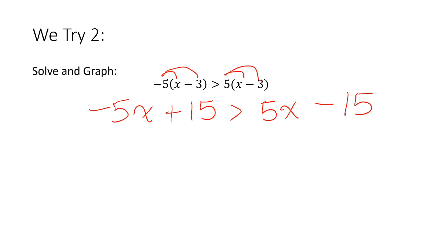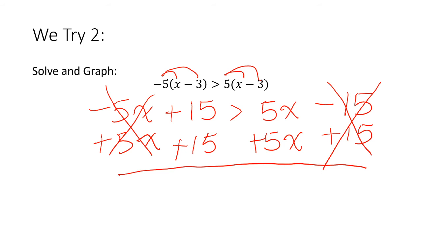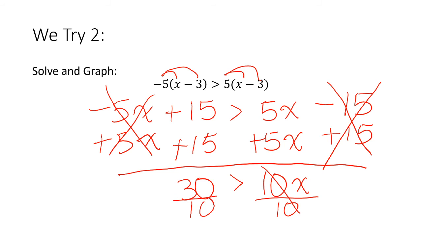Now I don't have anything that I can combine on each side. So now I need to isolate. I'm going to move all of my x's to the right, just because I like positive x's. Now I need to move everything else to the left by doing the opposite of it. So now I have 30 is greater than 10x. Divide both sides by 10. I divided by a positive number, so I don't need to change the sign.